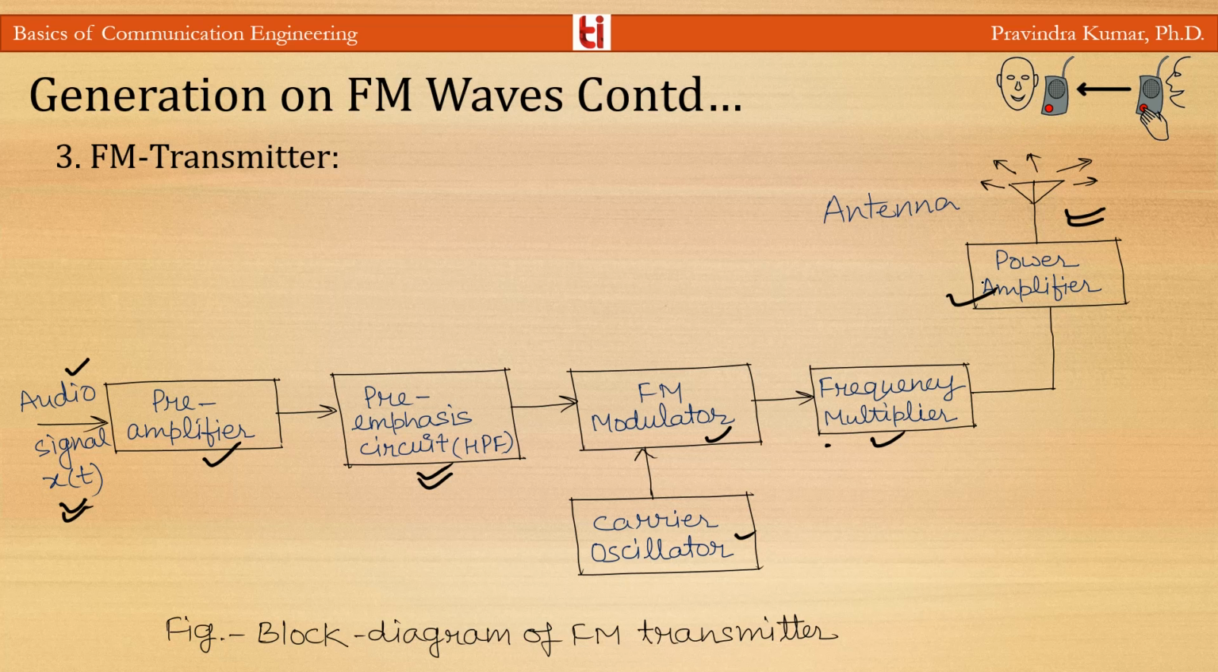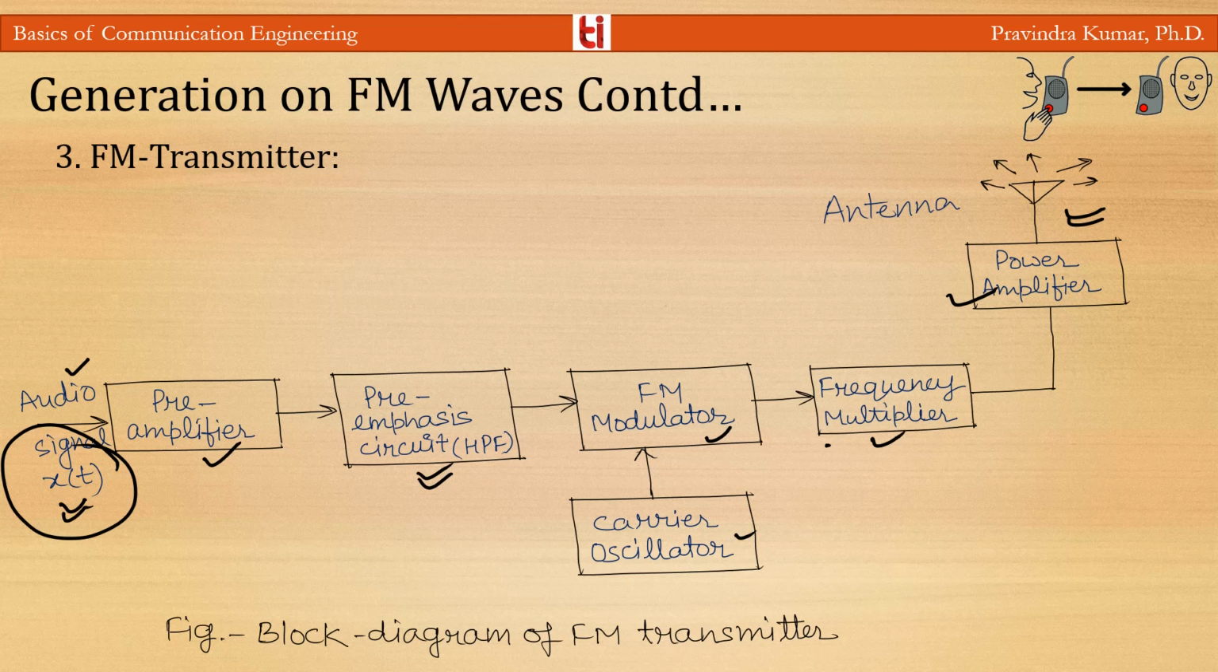It has been proved that in FM, noise has a greater effect on the higher modulating frequencies, and this effect can be reduced by increasing the value of the modulation index for higher modulating frequencies. This can be done by increasing the deviation delta f, and delta f can be increased by increasing the amplitude of the modulating signal. So if we increase the amplitude of the modulating signal, we get a higher modulation index, and that will help to reduce the noise.